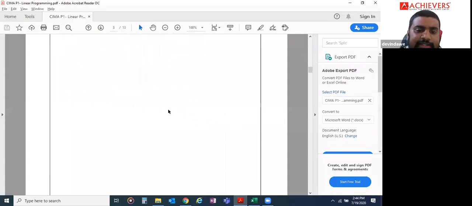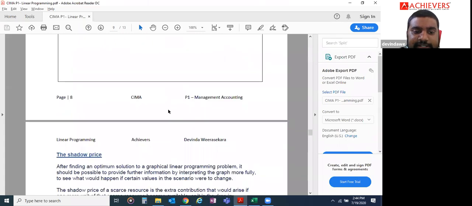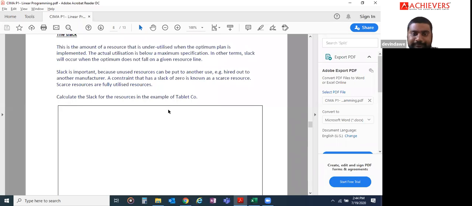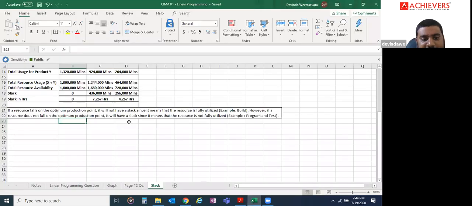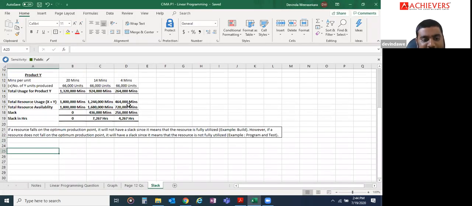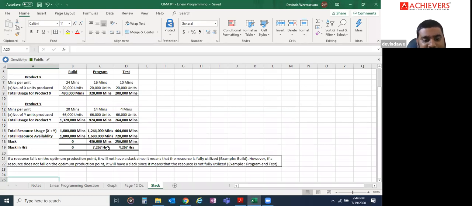Now, next thing to understand is, guys, okay, so there is a slack. What do we do with slack? Right? So slack is basically, guys, an underutilized resource. That means if you take this example now, you have 7,267 hours of program department and 4,267 hours of test department that you're not using. Even though you're not using, you're still paying your employees, right? So it's a cost, but there is no return.